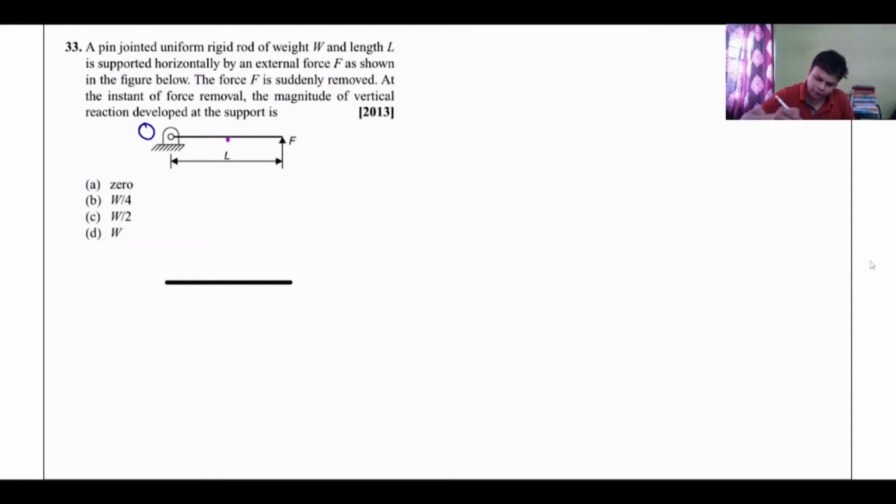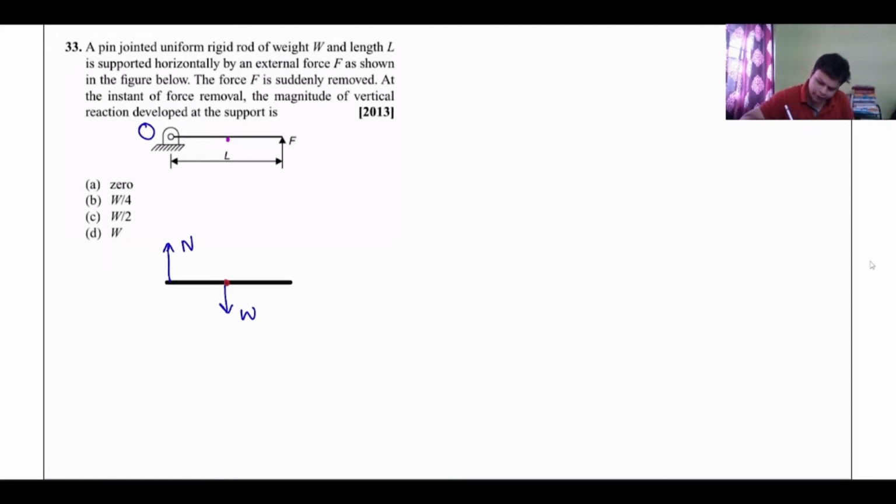What are the forces acting on the rod? Can I say just after the removal of the force F, there will be a weight W downwards and there will be a normal reaction in the upward direction. Any other force do you think? No, these are the only two forces.